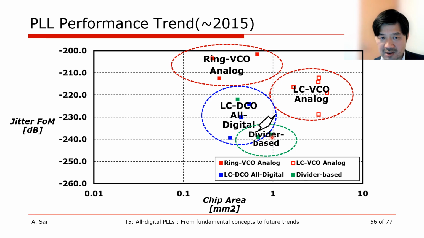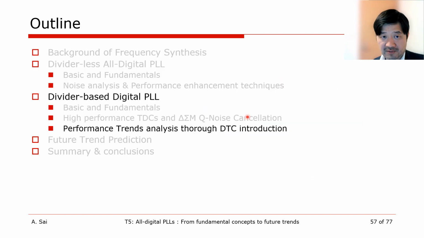In addition, the divider-based digital PLL has a large difference in jitter FOM with or without QNC. QNC is necessary for divider-based digital PLL. Next, I'd like to introduce a further evolution of digital PLL with the introduction of DTC.